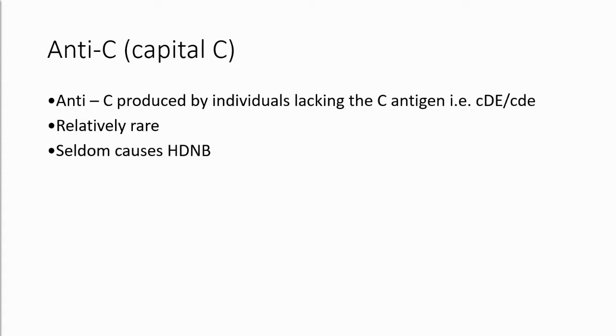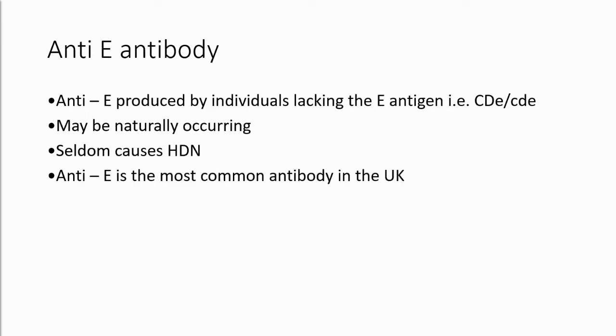Anti-capital C is produced by individuals lacking the capital C antigen. It is relatively rare and seldom causes hemolytic disease of the newborn. Anti-capital E is produced by individuals lacking the capital E antigen and may be naturally occurring but seldom causes hemolytic disease of the newborn.